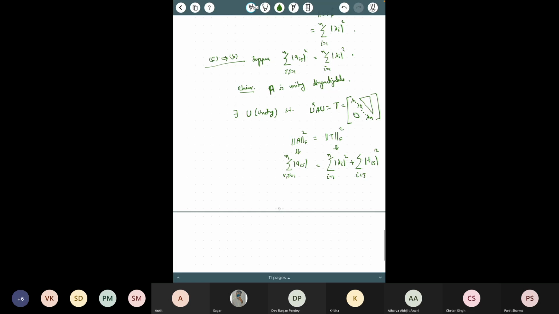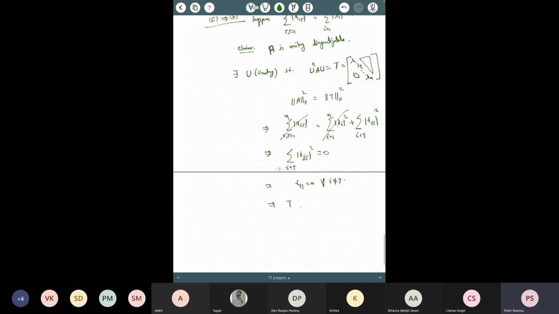Now what is next then? The left hand side is equal to the summation of lambda squares. So that means these two terms cancel out each other. So this implies the summation of T ij squared, i less than j, is equal to 0. But this implies that all these T ij are 0 if i is not equal to j. But then this implies that T is diagonal. So B if and only if C.